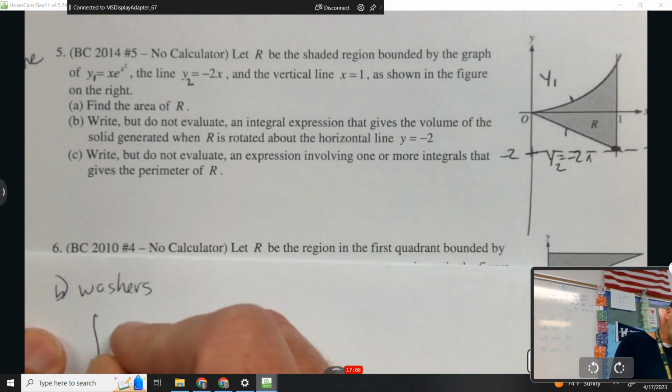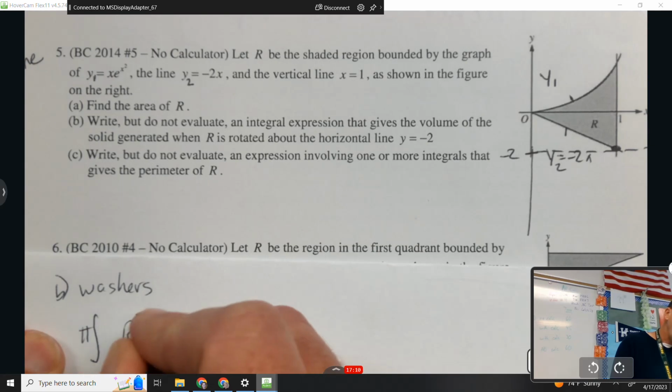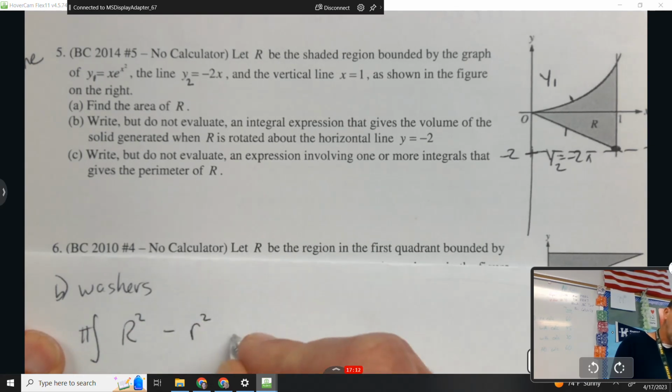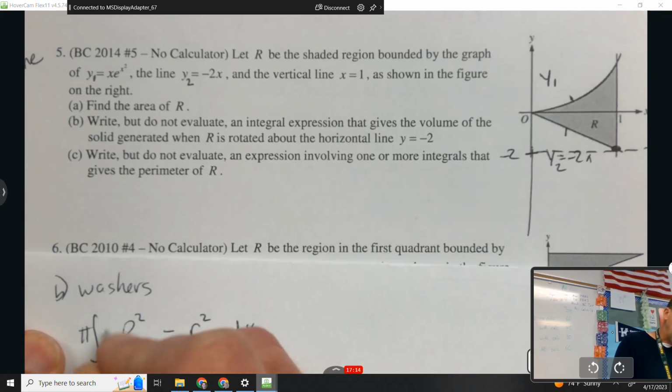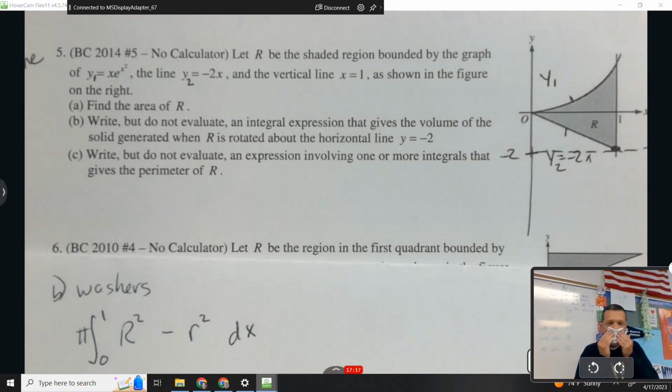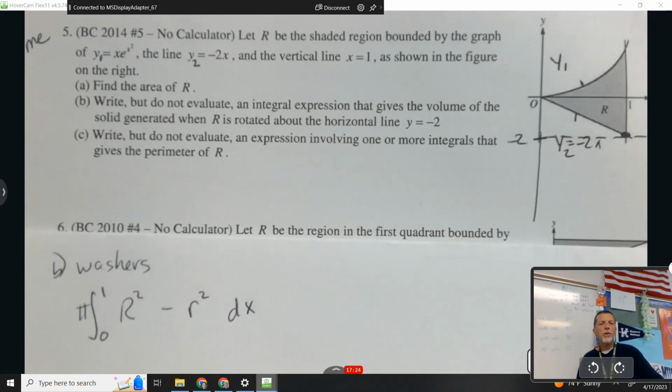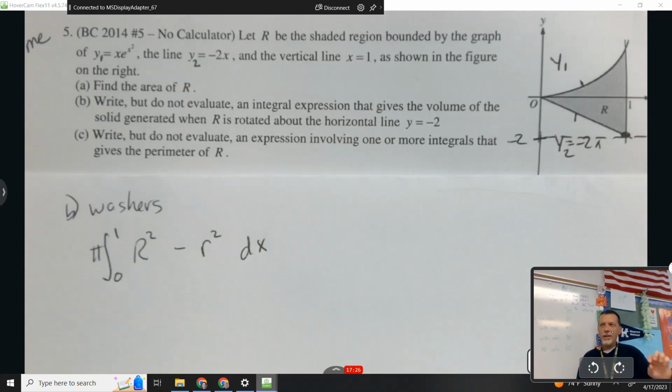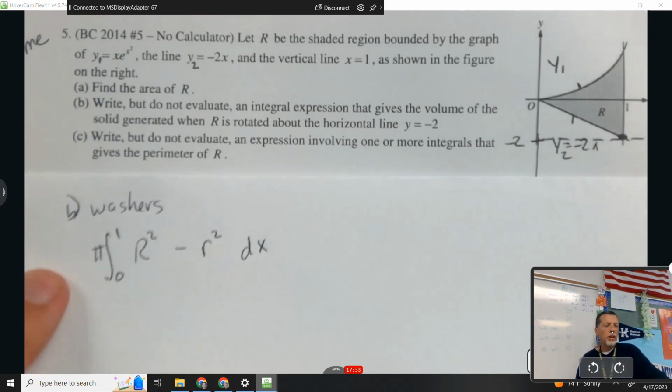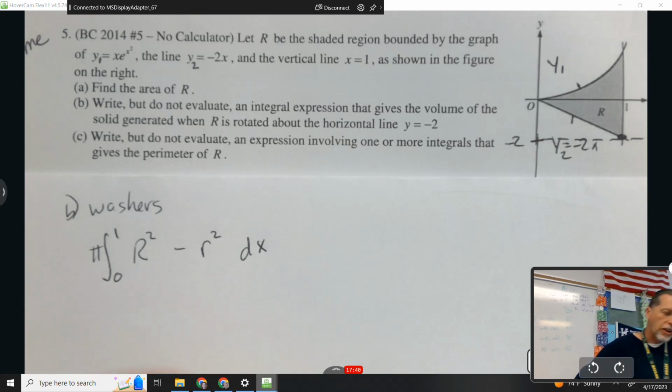What might get you credit, though, is pi times big R squared minus little r squared, 0 to 1 dx. A lot of times you get a point for the correct format and the correct limits. So it's likely, I'd even say probable, that you get a point if you just have that much. We've got to figure out what big R and little r are, but we're at least on the right track here.